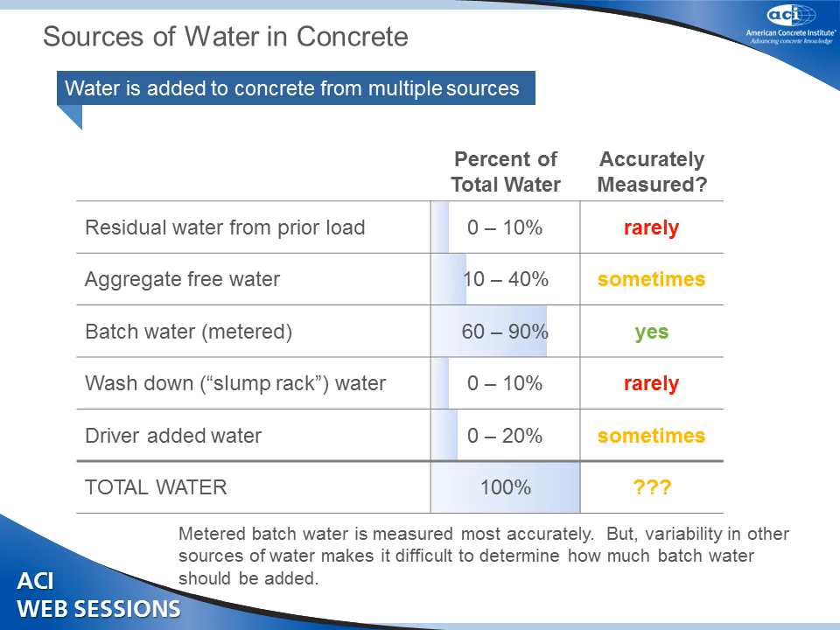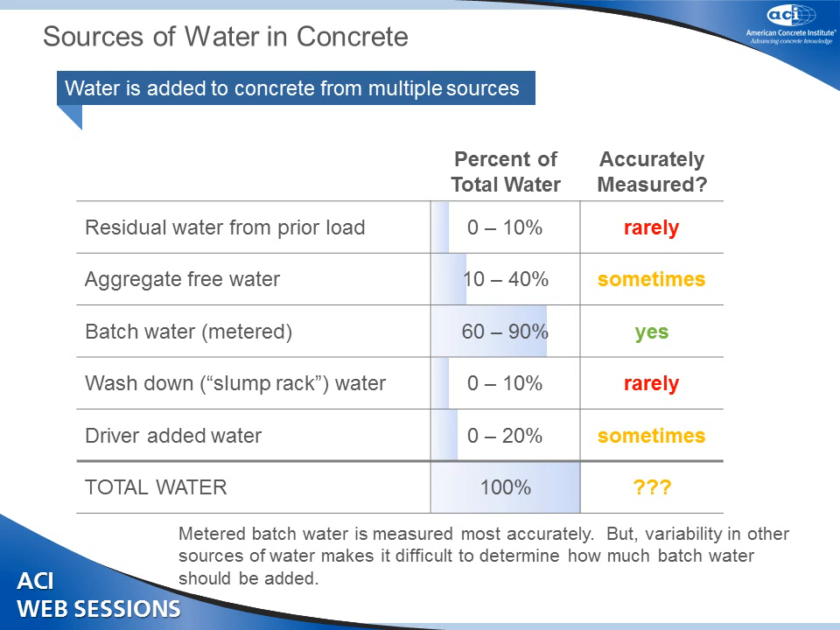So as I just mentioned, water is added from a number of different sources. I've broken them out here into the 5 major categories of water and identified by percent of the total water that's added, and then how accurately we typically measure. So if we start out at the beginning of the load, before the truck is loaded, there's residual water left from washing down of the prior load, and the driver should reverse the drum and back all that water out. Sometimes it happens, it doesn't always happen.